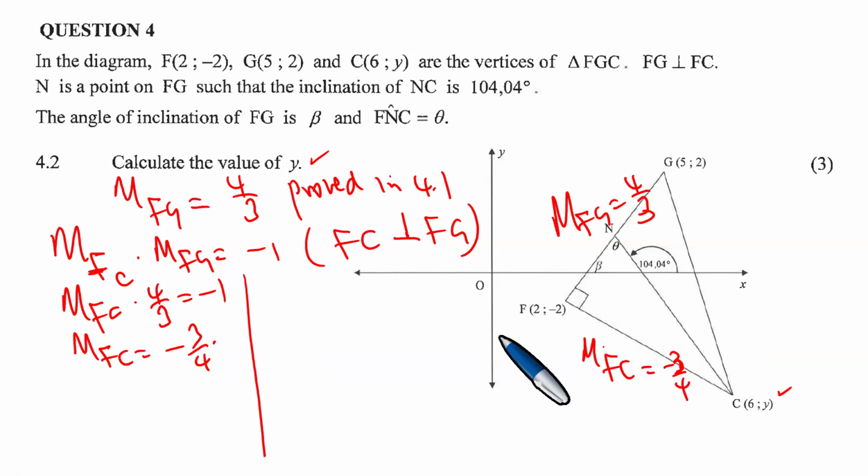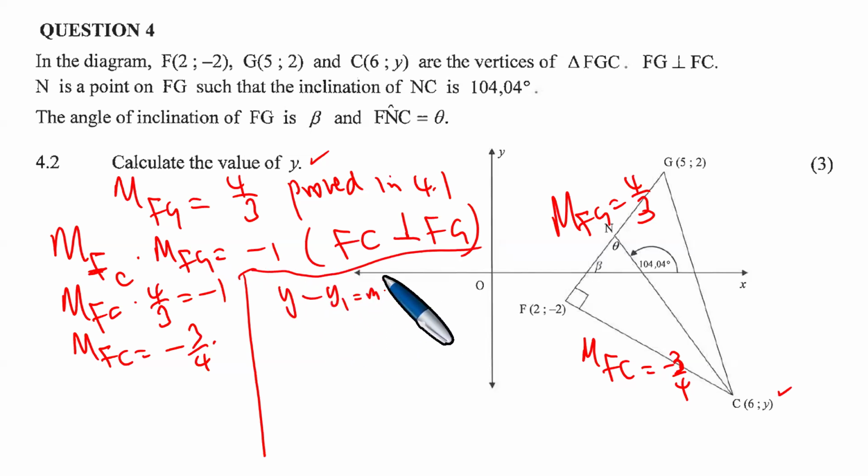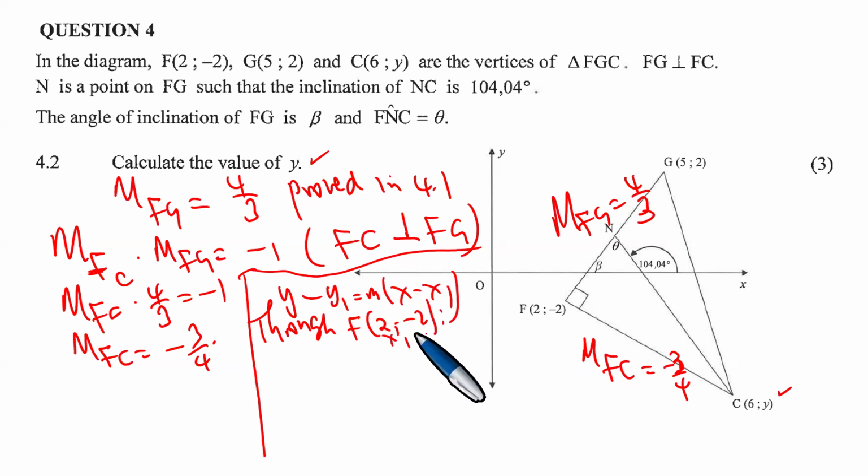If the gradient of FC is -3/4, we continue. We want to find the equation. We can use y minus y1 equals m into x minus x1. This is called the slope point form of the equation of a line. This line passes through F with coordinates 2, -2, giving us x1, y1, which is y minus -2 equals m, which is -3/4, into x minus x1, which is 2.